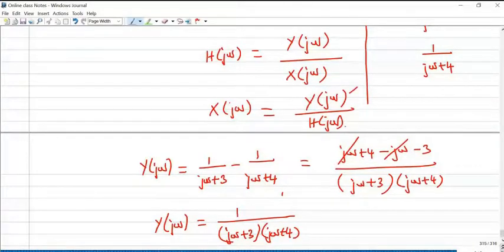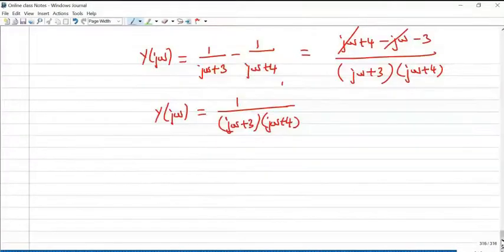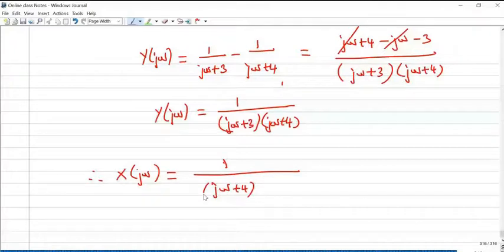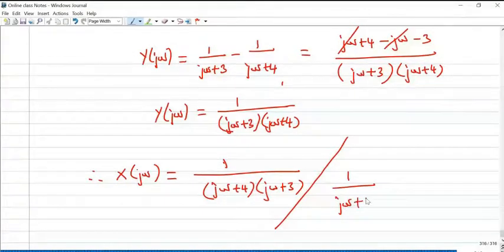H of jω is already given in the problem. Therefore, X of jω equals Y of jω, which is 1 divided by (jω + 4)(jω + 3), divided by H of jω, which is given in the problem. The term jω + 3 in the numerator will be cancelled, and we get 1 divided by jω + 4.